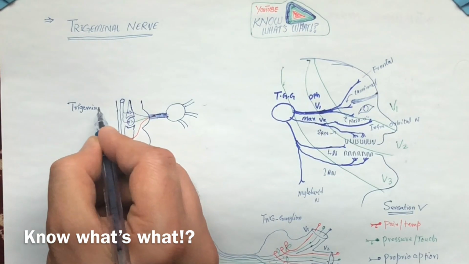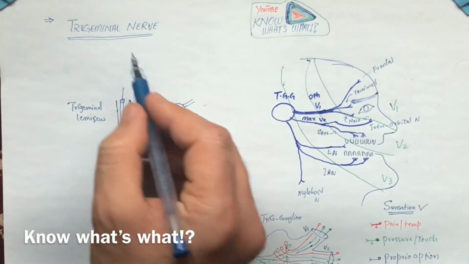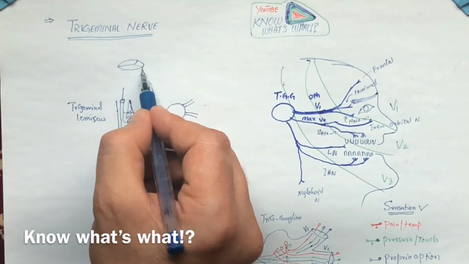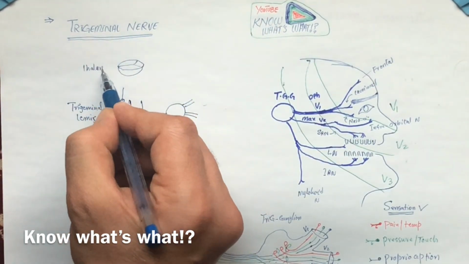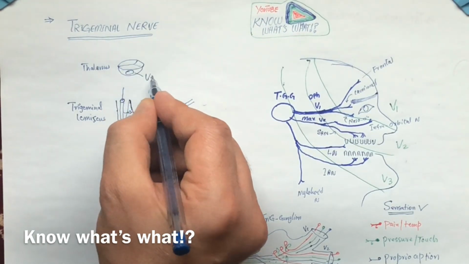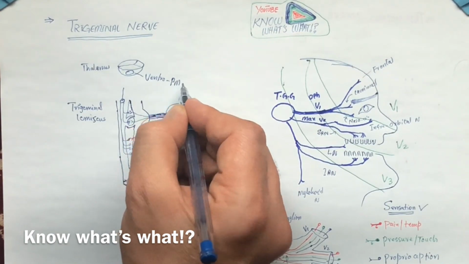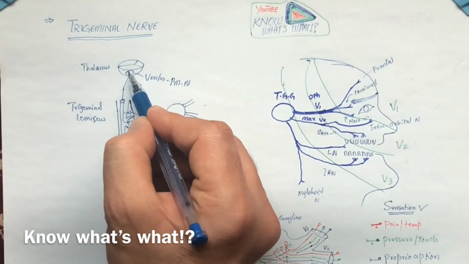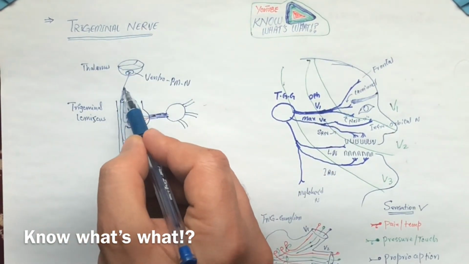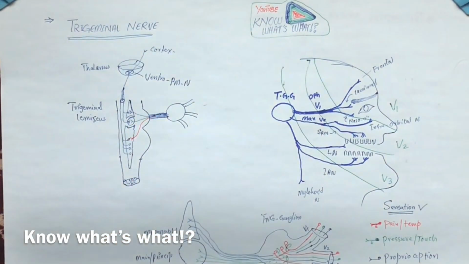And this track is called the trigeminal lemniscus, which will give the fiber up to the thalamus. In the thalamus, they will terminate in the ventro-posteromedial nucleus of the thalamus, okay? And then from there, the third order neuron will give the fiber to the cortex. So this is the sensory system.